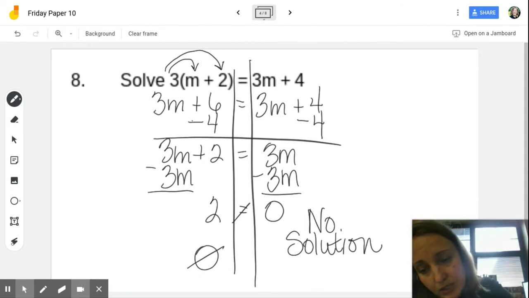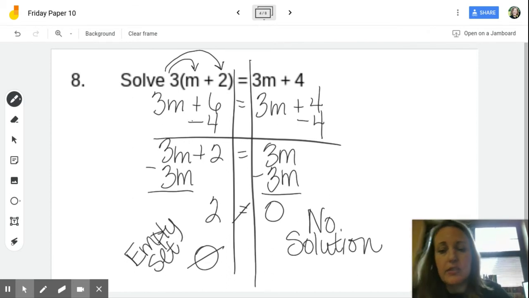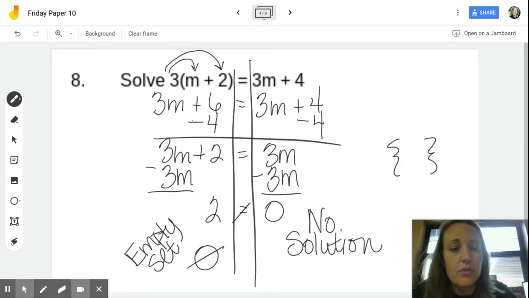This actually means empty set. And that just means if you tried to find a set of numbers that would make this work, you won't find any. It would be an empty set. And a set is like this, right? Those little squigglies, empty. All right.